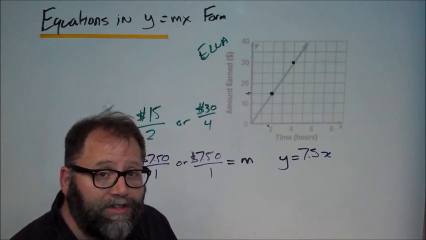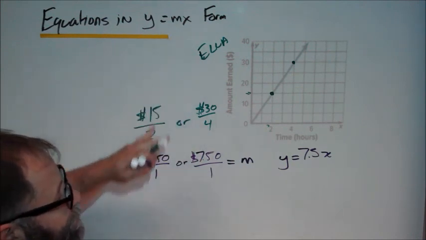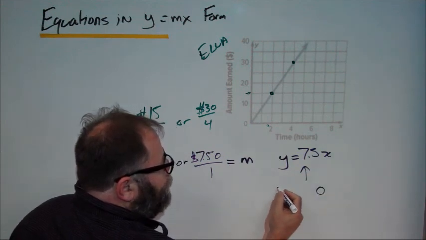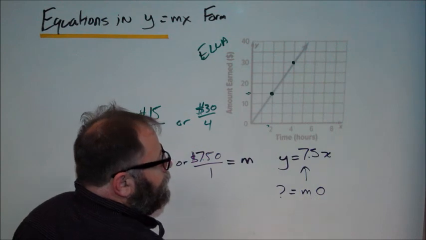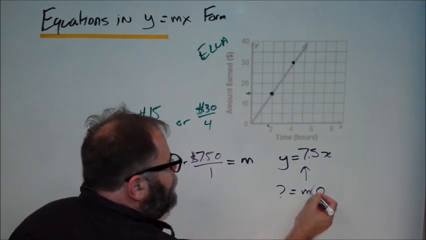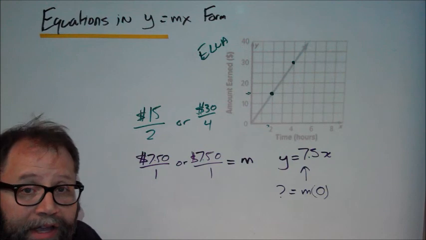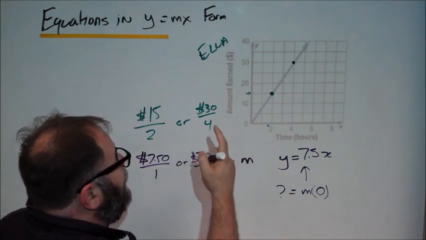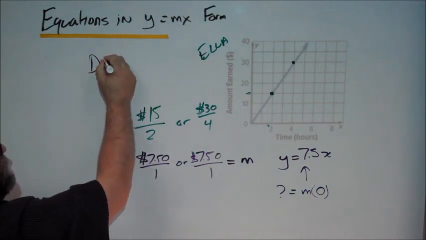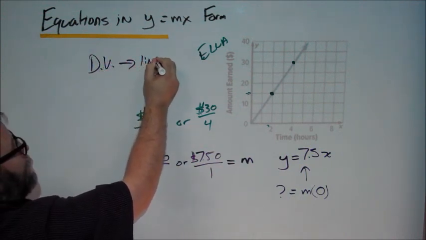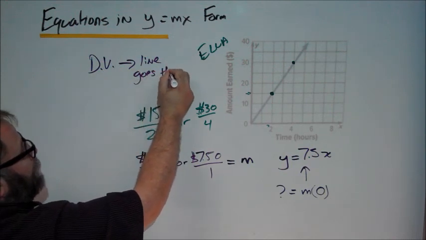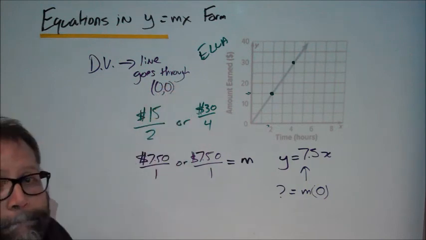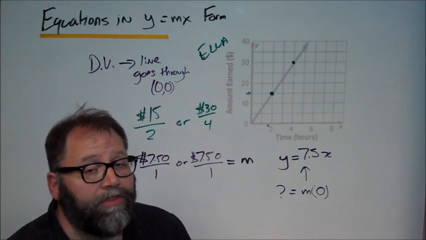When we're doing direct variation equations, if we have something like this, y equals mx, if x is 0, what's y going to be? It has to be 0, because 0 times anything is 0, which means in every direct variation equation, the line goes through 0, 0, or as you know it, the origin.